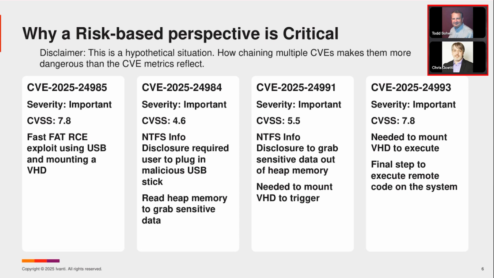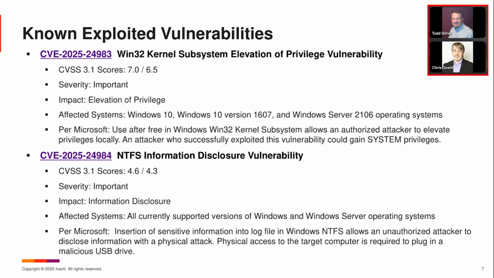So that's the kind of threat that we're looking at, and why having the right risk-based metrics in your environment is important. All right, so that was just a little bit of a hypothetical to look at this and understand more about how attack chaining comes together and why we need to look at more metrics.